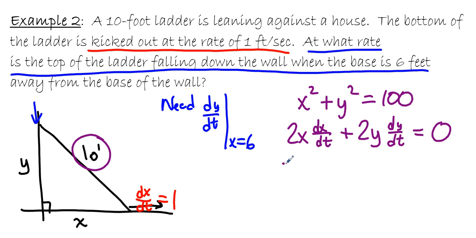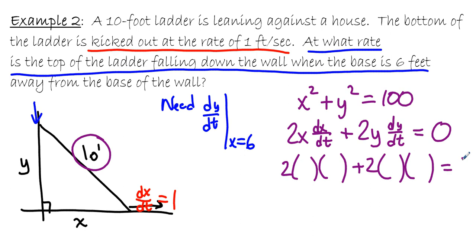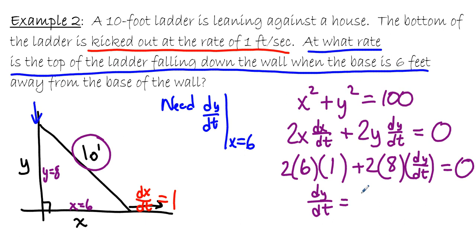Step 6 talks about evaluating. Well, what are all our pieces of information? We want to know when the base of the ladder is 6 feet away from the base of the wall. X is 6. We know what dx dt is. That's 1. We know what y is when x is 6 because we know the Pythagorean theorem. And then we don't know what dy dt is, so we find it. So dy dt is negative 12 over 16.